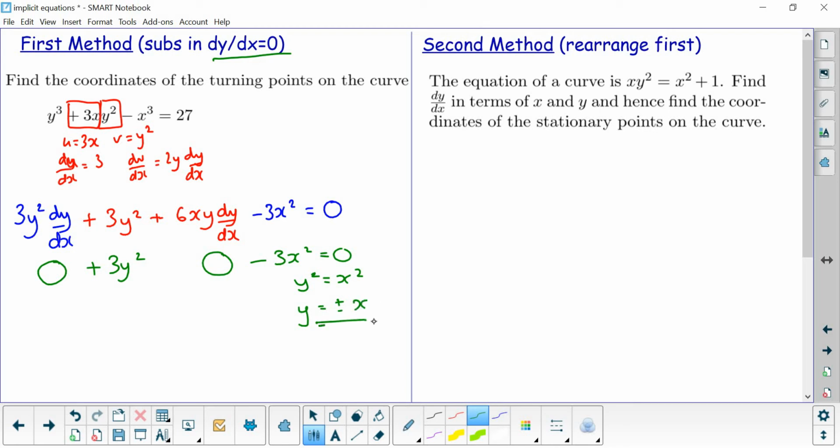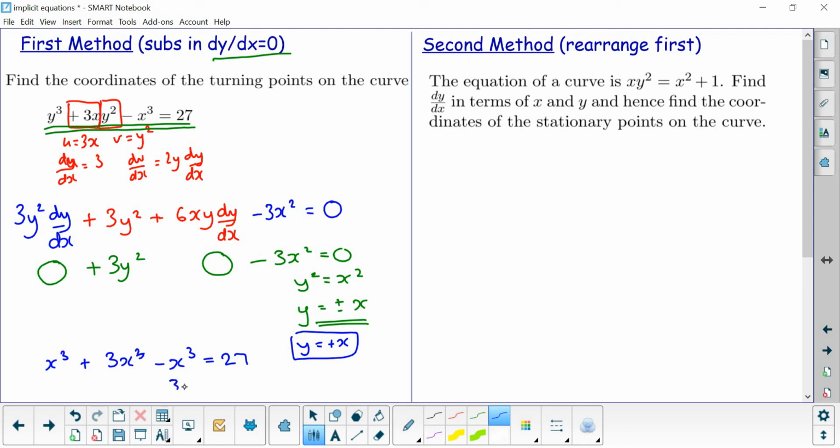Right, this has to be true, but also the original equation has to be true. So we're going to substitute in, let's do y is positive x first. So y is equal to x. So you substitute that in. So y cubed will be the same as x cubed, plus 3x times y squared. So that's going to be x times x squared, so 3x cubed, and then minus x cubed, and is equal to 27. So we've just substituted in. Every time we see a y, we put a positive x.